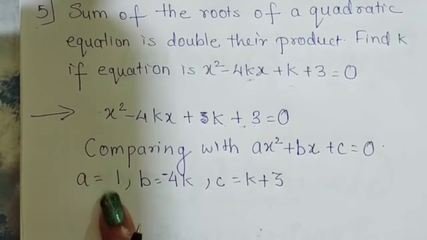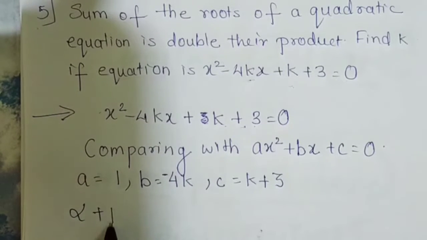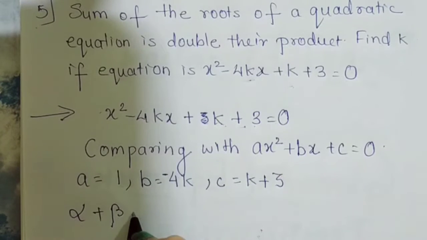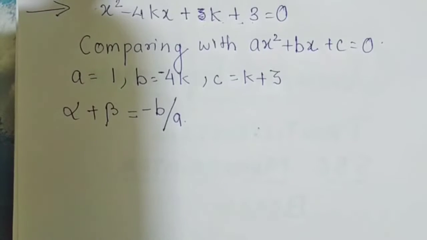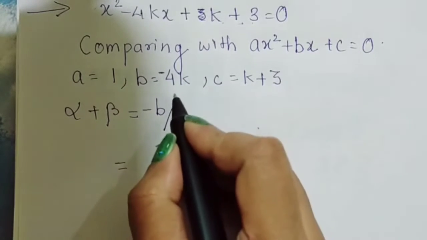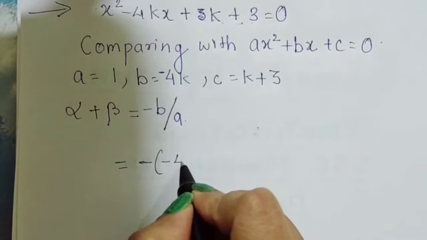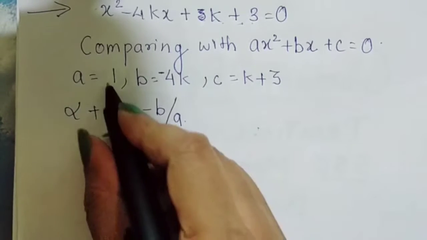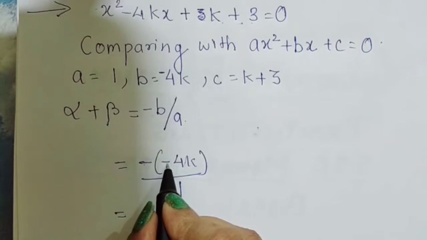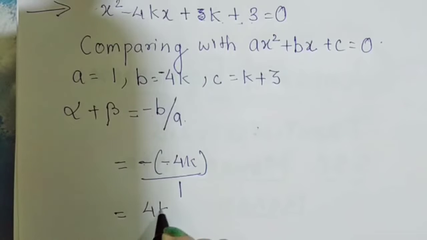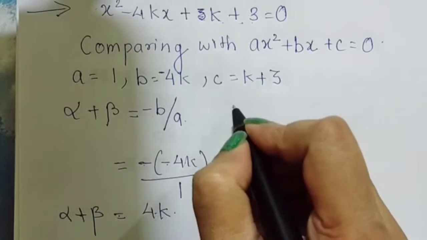Okay, now we have to include this in alpha plus beta. Alpha plus beta is what? Minus b upon a. Our b is what? Already we are having minus here, minus inside minus 4k. a value is 1. So our answer is what? This minus minus will become plus and the answer will be 4k. So our alpha plus beta is equal to 4k.